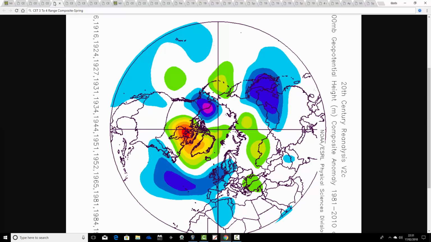Now, if we look at the spring composite altogether, so this is taking the Marches, the Aprils and the Mays, putting them together as a seasonal anomaly, this is what we come out with for the composite.